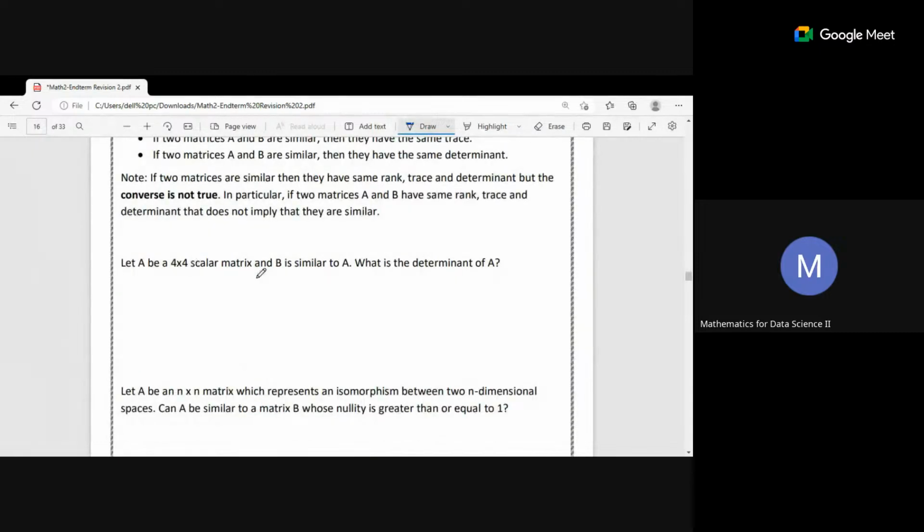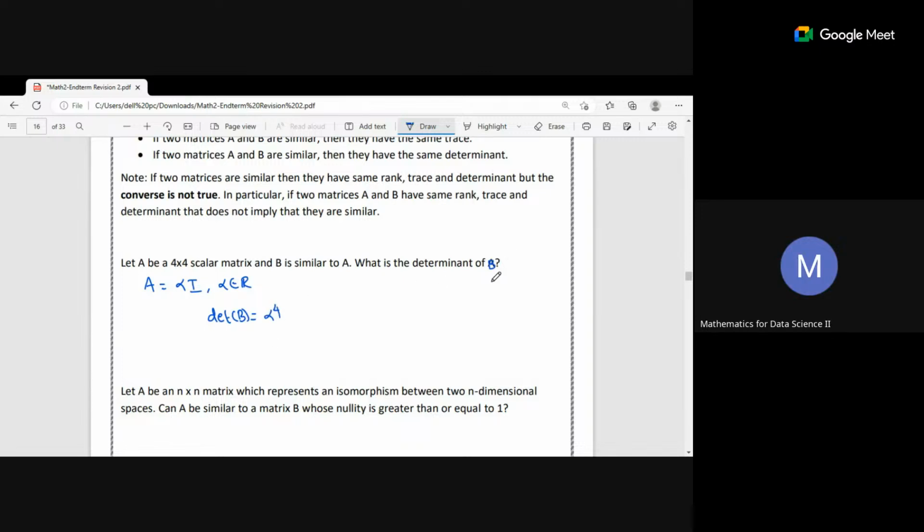Let A be a 4x4 scalar matrix and B is similar to A. What is the determinant of A? A scalar matrix means it looks like A equals alpha times I, where alpha is some real number. And A and B are given to be similar. So what is the determinant of B? It is the same as the determinant of A, which is alpha power 4.